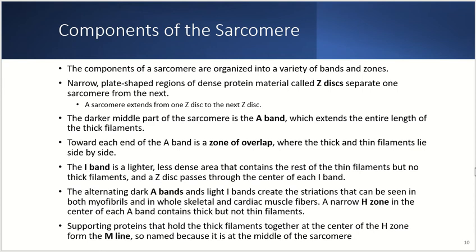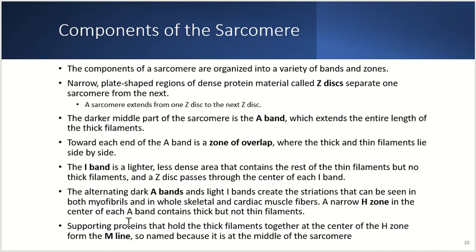The I band is lighter and is a less dense area that contains the rest of the thin filaments but no thick filaments. A Z-disc passes through the center of each of these I bands. The alternation between these dark A bands and the light I bands helps to create the striations that we see so typically in skeletal muscle fibers. You can see these striations in both myofibrils as well as in whole skeletal and cardiac muscle fibers.